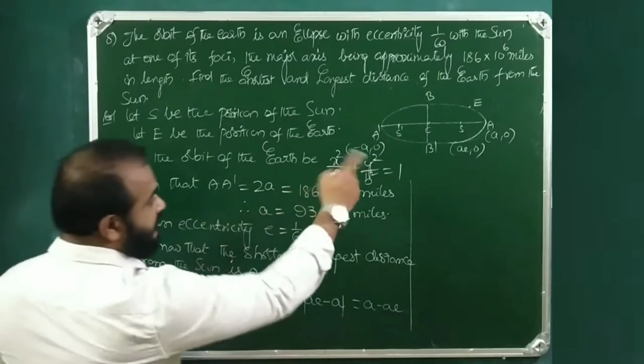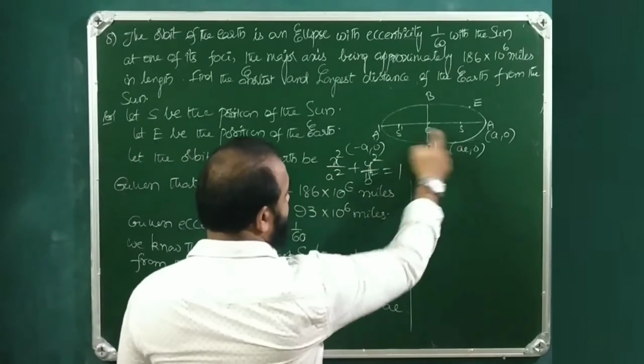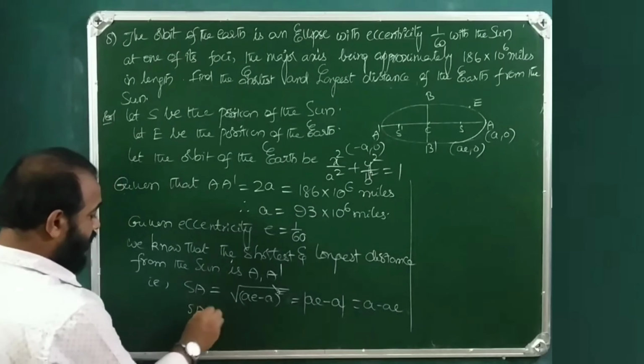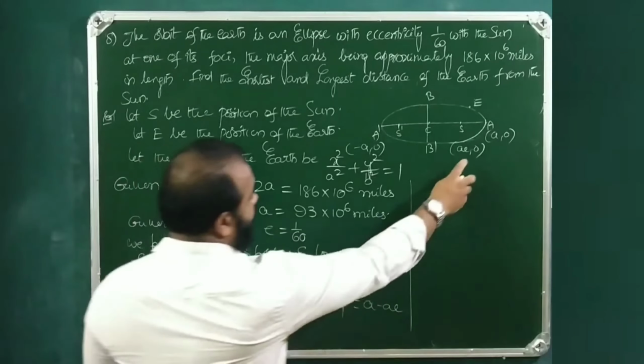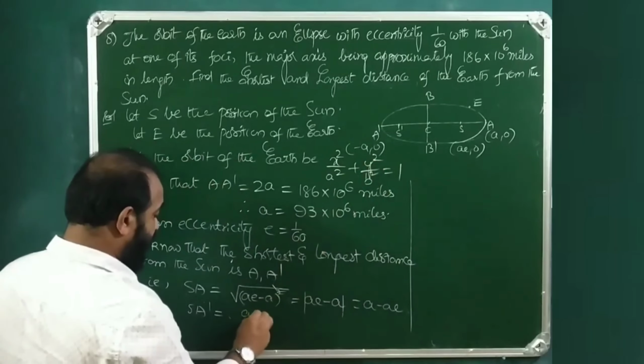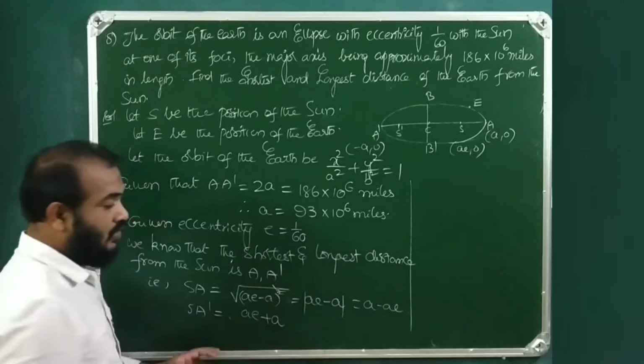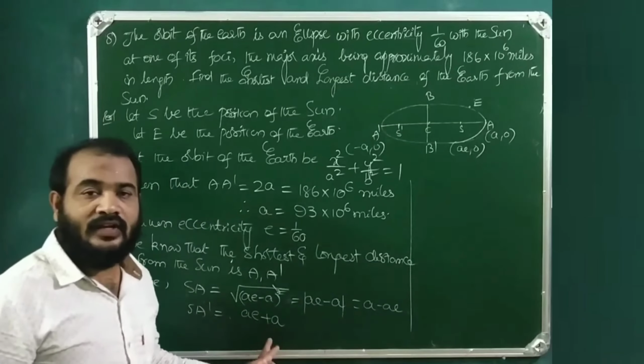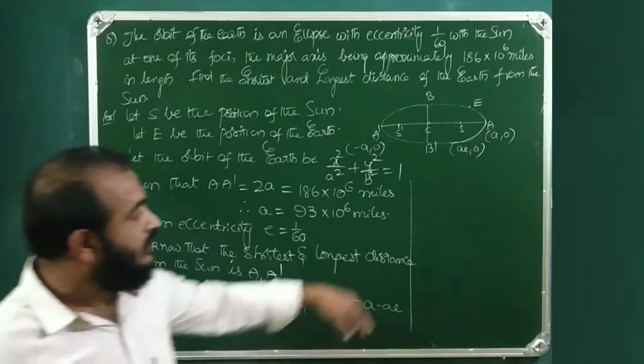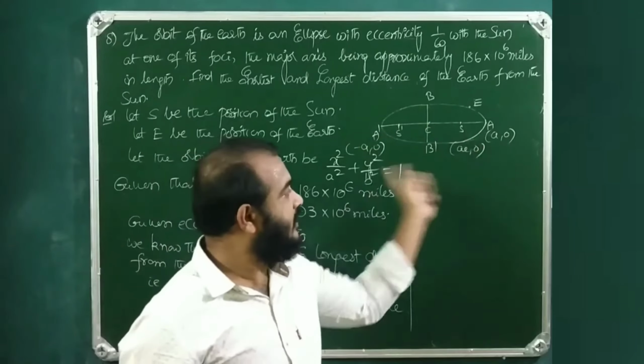And the longest distance from the sun is SA dash. SA dash is nothing but AE minus of minus, so this will be AE plus A. These are the shortest as well as longest distances from the sun on this ellipse.